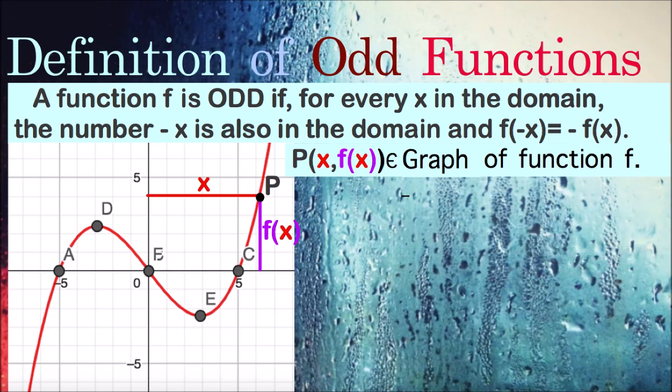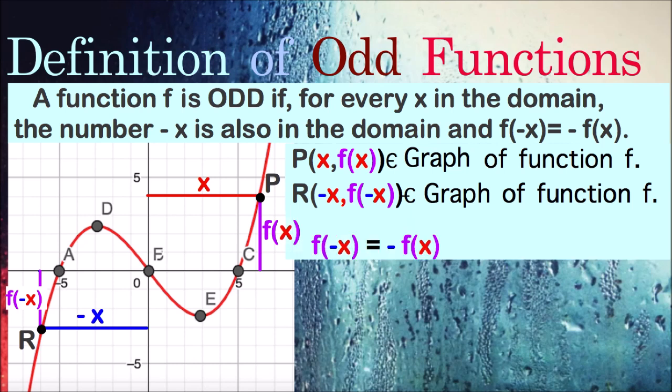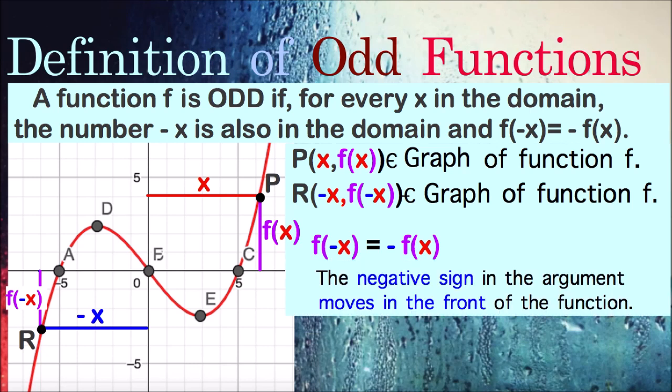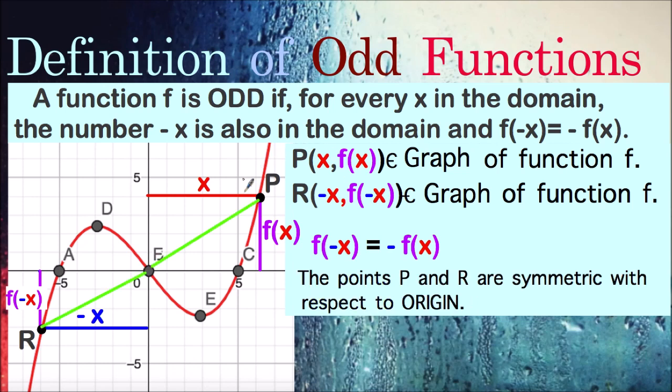P x, f of x belongs to the graph of function f as drawn. R negative x, f of negative x belongs to the graph of function f as well. F of negative x equals negative f of x. The negative sign in the argument moves in front of the function. F of negative x equals the opposite of the function at x. The points P and R are symmetric with respect to the origin.